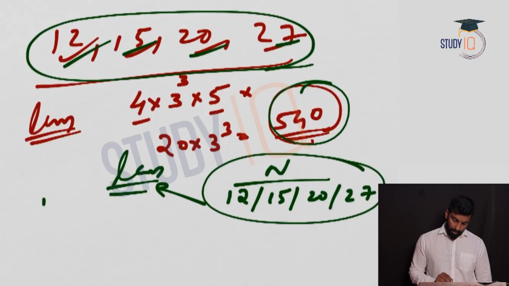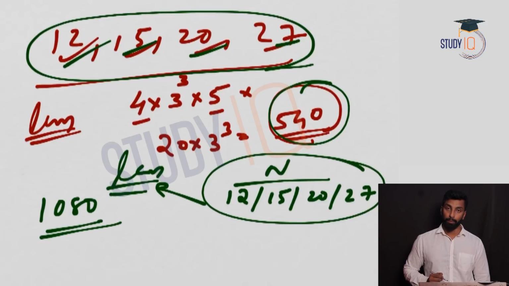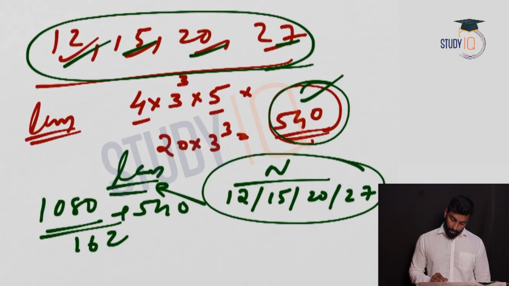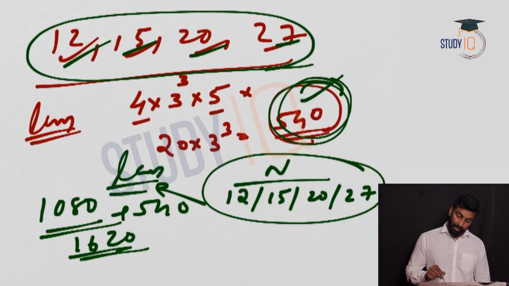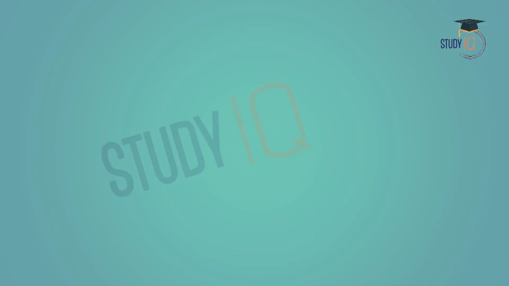After 540, if you take 1080, if you add another 540, that is also a multiple of all the 4. But we cannot take that because we need the least number. If you again add 540, you will get 1620. That is also a multiple of all the 4 numbers, but we cannot take it, right? So what we need is the least common multiple.